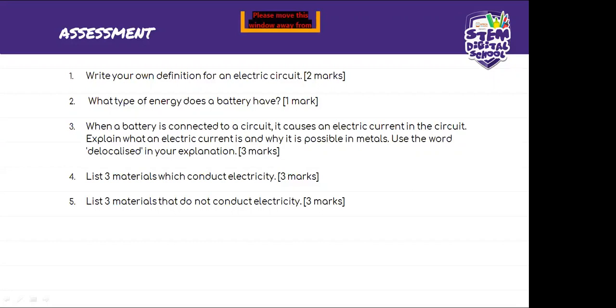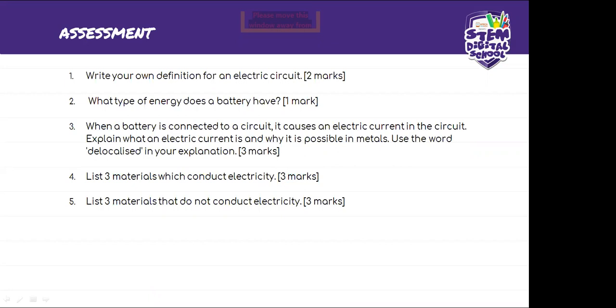Yes, an electric current is the rate of flow of charge past a point or region. Yes. So they're saying, why is it possible in metals? You must use the word delocalize in your explanation. Nyati, you have done well, but there is another portion that you have left out. You have explained electric current. That's good, but they say explain what an electric current is. You have done well. Why is it possible in metals?